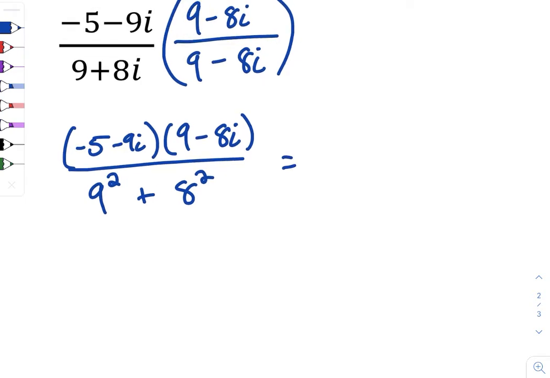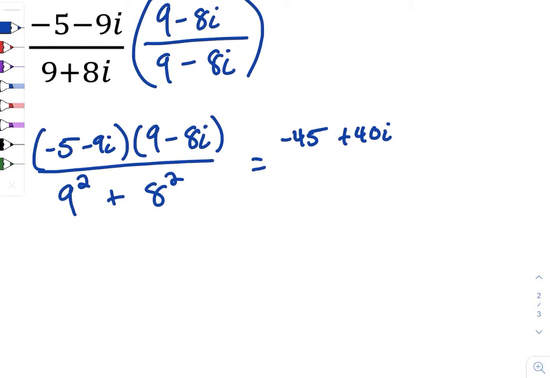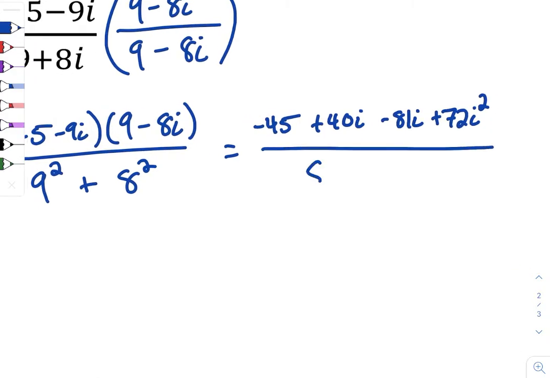Right, we are going to multiply the -5 by 9 to get -45. The -5 by -8i gives us +40i. Negative 9i times 9 is negative 81i, and then negative 9i times negative 8i is positive 72i squared. Right, don't forget, in that case, they both had an i, so write the i squared, because that is going to make a difference. And then in the bottom, 9 squared is 81 plus 8 squared, which is 64.